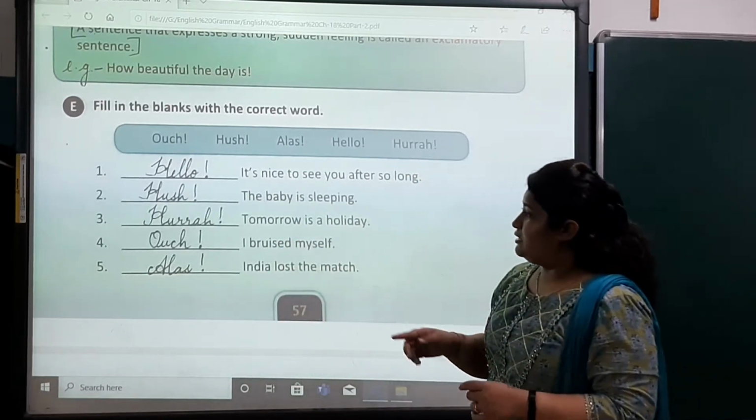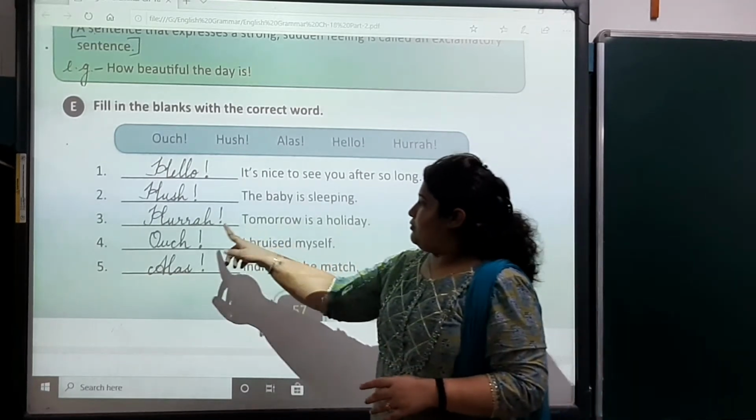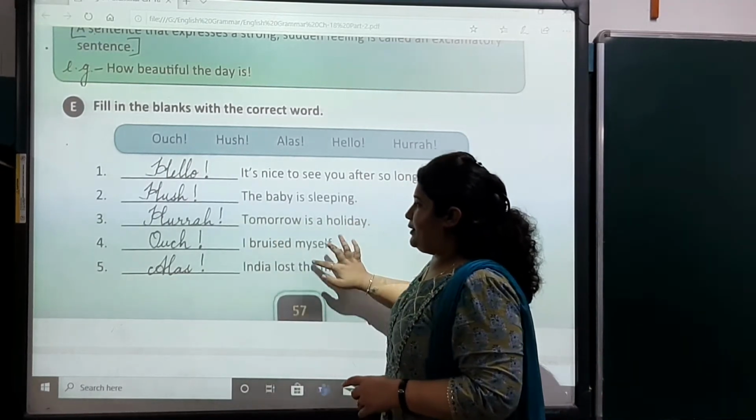Then number three, dash, tomorrow is holiday. Now this is said with happiness: hooray, tomorrow is holiday. So after the word hooray we put an exclamation mark.